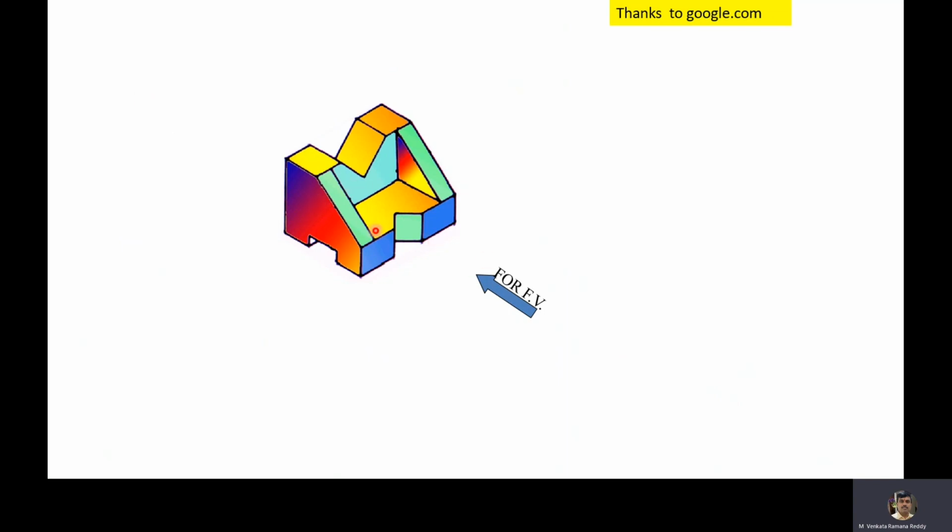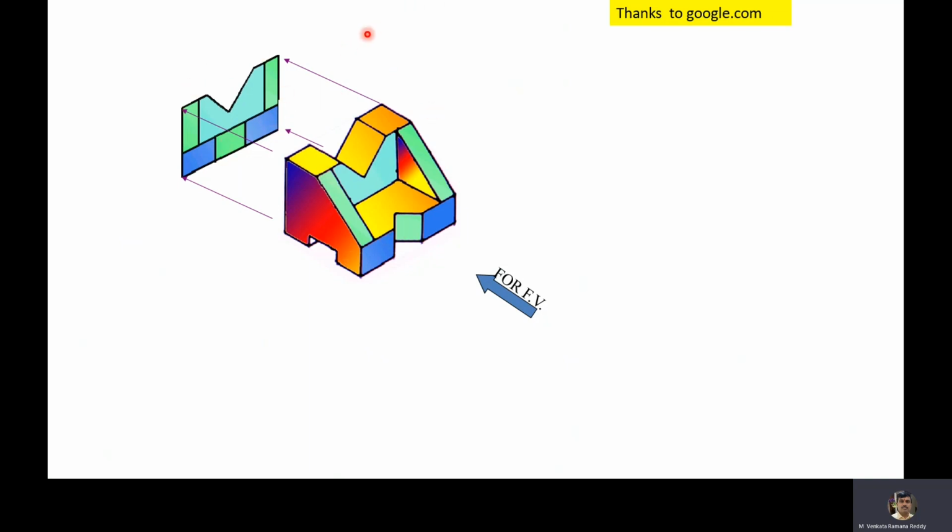This is the direction of the front view. In the case of front view, this rectangle and this V groove rectangle and V groove rectangle and this rectangle and this slant rectangle and this slant rectangle and this particular shape is visible. So from all these corners we'll draw projectors and those projectors are going to meet the vertical plane. This is the shape we are able to get in the front view.